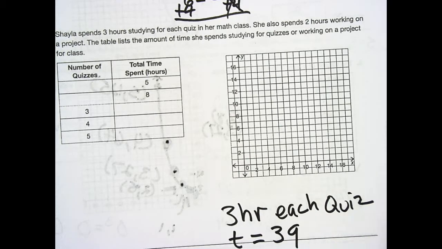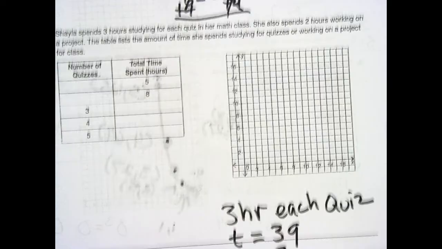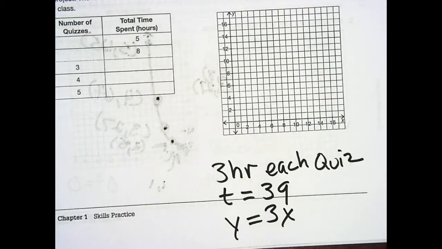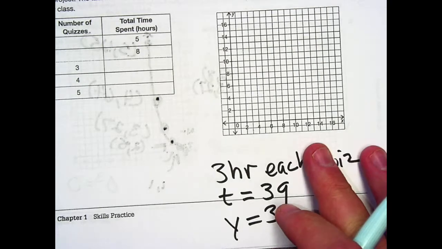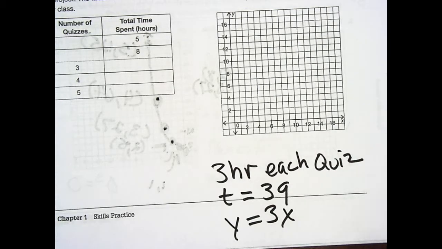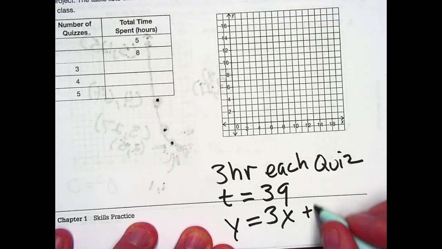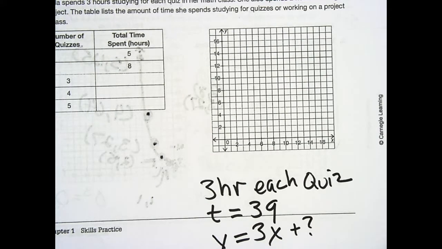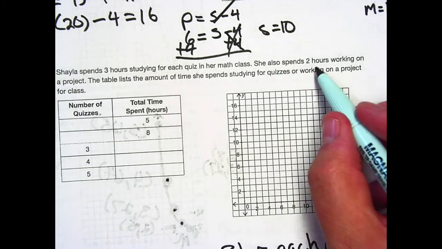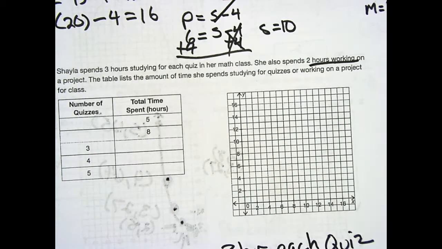Right, I could say t equals 3q or y equals 3x. Does that make sense? y equals 3x plus 2. Well, it might. Yeah, you're right. There might be some other stuff here that we need to think about. So let's go back and look. Oh, wait. She also spends 2 hours working on a project. Now, is that for every quiz or just one?